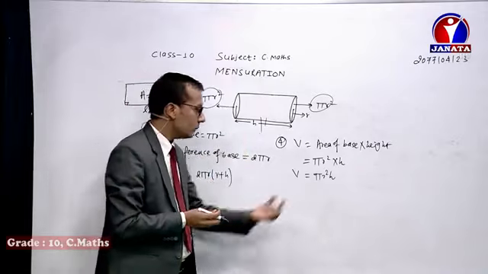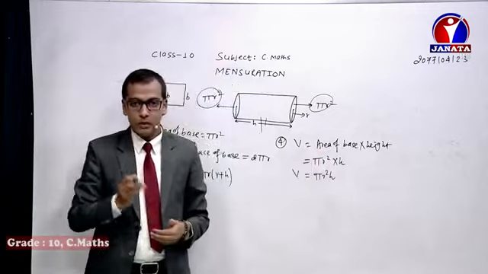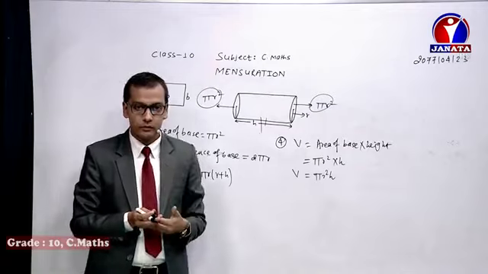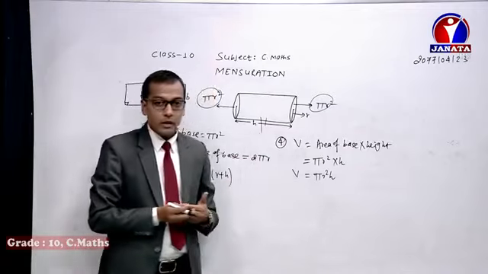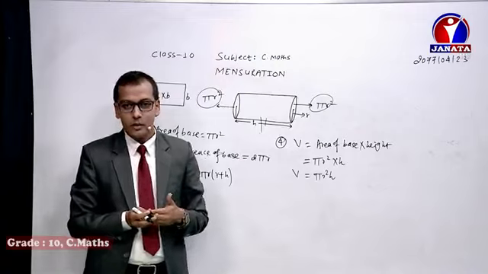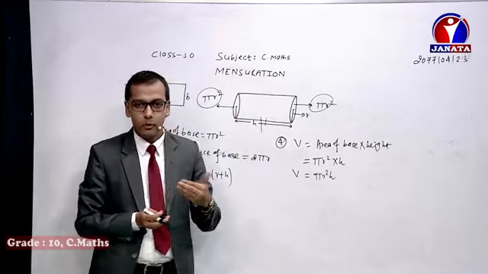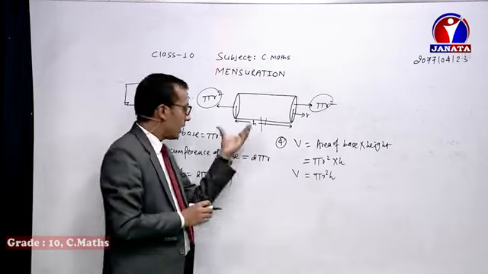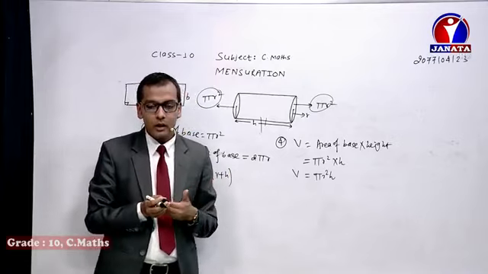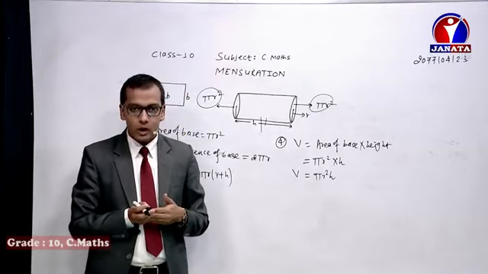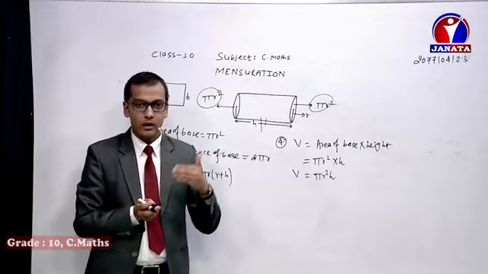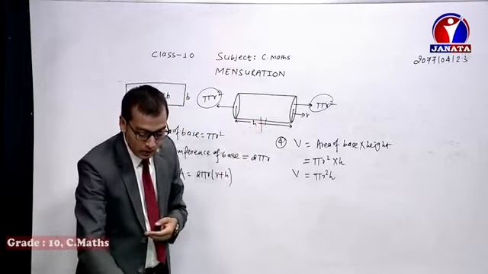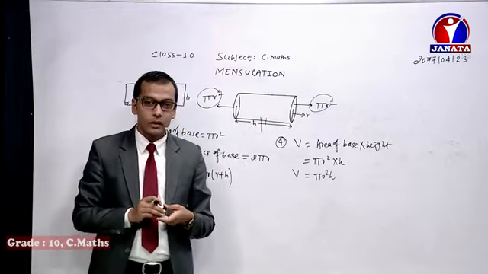Volume, according to the concept of volume, is area of base times height. And circumference is simply the perimeter of the circular base. We know the perimeter of a circle is 2 pi r. I hope we all are clear on this. What is a cylinder? What are the different surfaces and the different terms that we use in this solid cylinder?